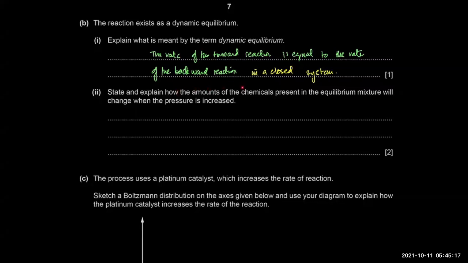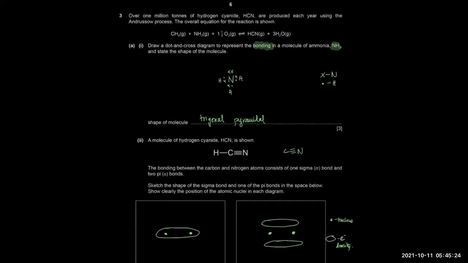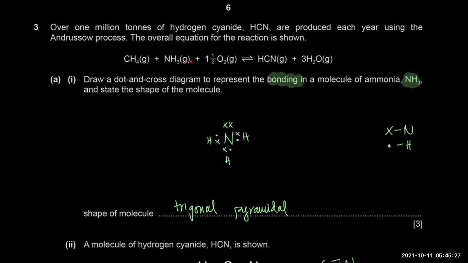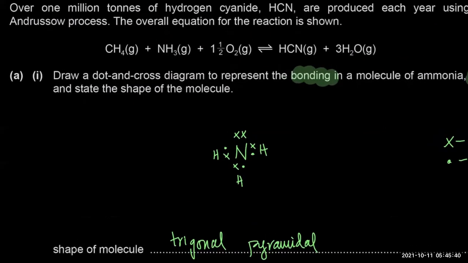State and explain how the amounts of chemicals present in the equilibrium mixture will change when the pressure is increased. So let's go back. When the pressure is increased, which side of the reaction will be favored? The left side will be favored, right? On the left, we have 1 plus 1 plus 1.5, so 3.5 moles of gas. And on the right side, we have 1 plus 3, which is equal to 4 moles of gas.